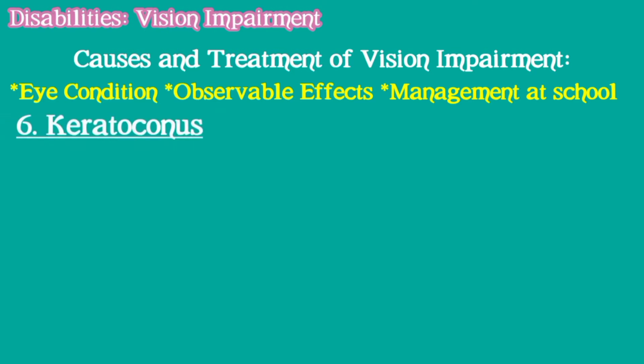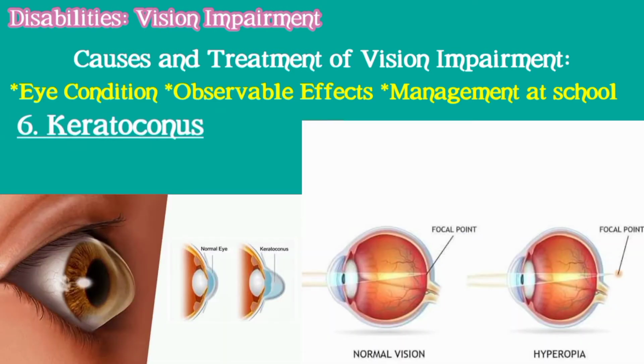Next is keratoconus. This is when the cornea becomes cone shaped. The observable effect is decreased distance vision in both eyes. Vision is distorted and can be corrected with glasses, but in some cases a corneal transplant is needed. Then the management at school is to avoid heavy contact sports and avoid glare, and the like.